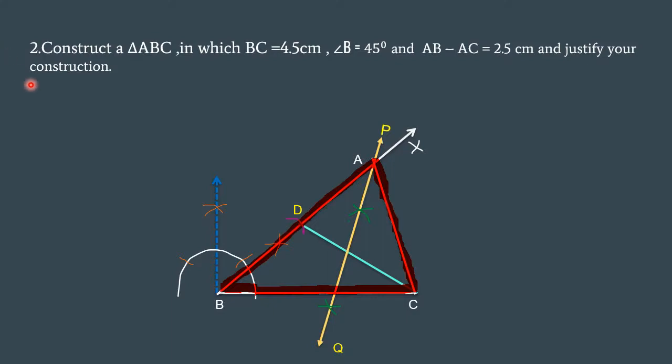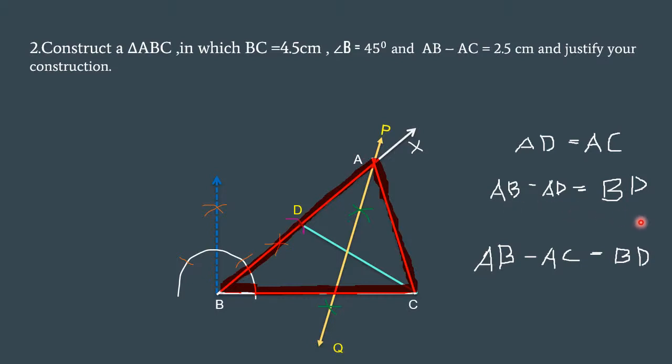Now for justification, you know that A lies on the perpendicular bisector of DC, which means that AD will be equal to AC. Now BD is AB minus AD, so AB minus AD is equal to BD. Now replace AD with AC. So you'll get AB minus AC is equal to BD. Now BD is 2.5 centimeters. So AB minus AC will be 2.5 centimeters.